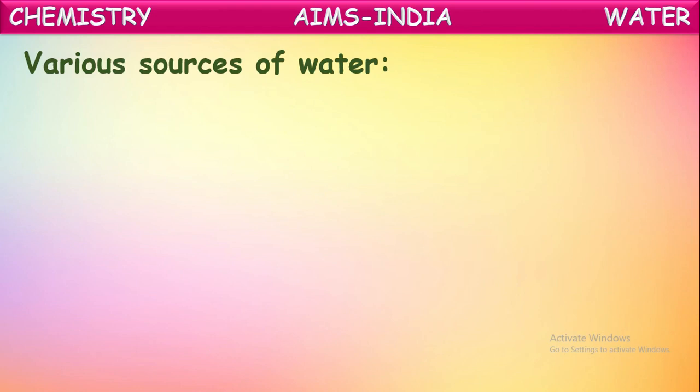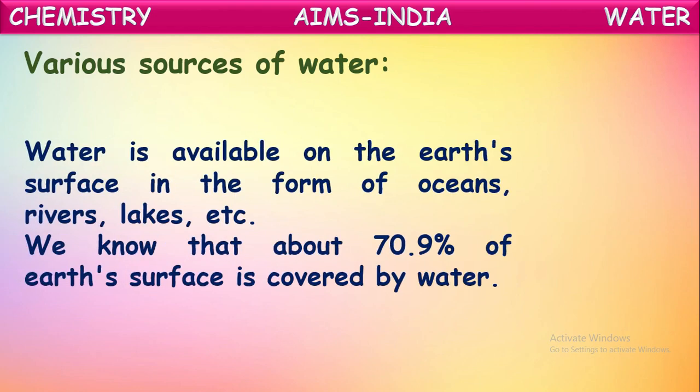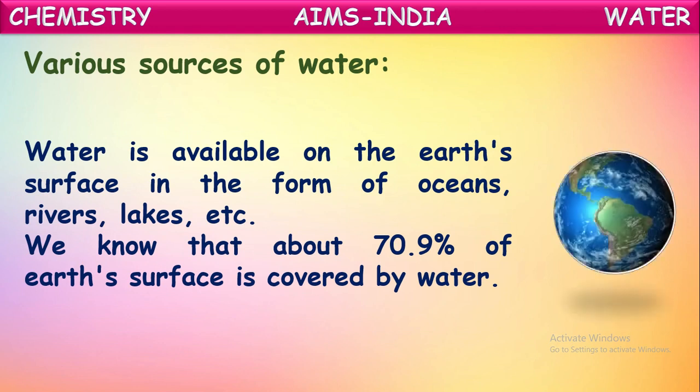Next, various sources of water. Water is available on the Earth's surface in the form of oceans, rivers, lakes, etc. We know that about 70% of the Earth's surface is covered by water. That's why if the planet Earth is seen from space, it looks blue in color because of the presence of water. Around 70% of the surface is covered by water. This blue color is because of the presence of water. A large quantity of water is available on the surface.